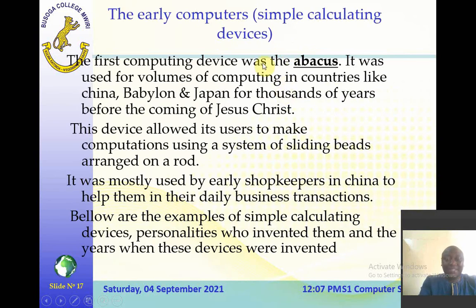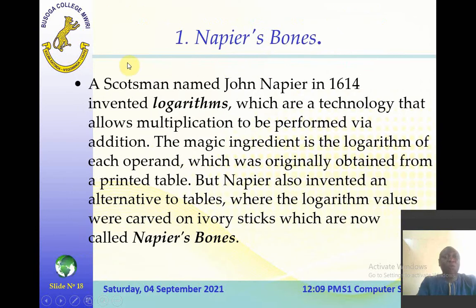It was a calculating device. This device was invented by a Scotsman named John Napier. No wonder even the device itself, he had to put his what? His name, Napier. Now this was in 1614. In 1614 he invented logarithms, which are a technology that allows multiplication to be performed through addition.